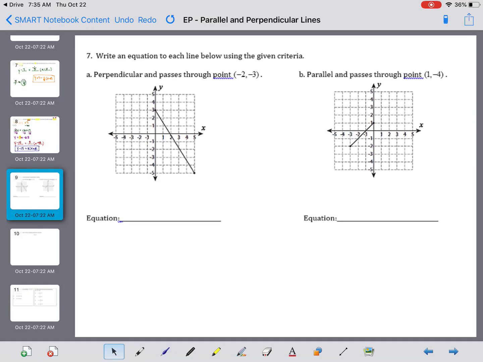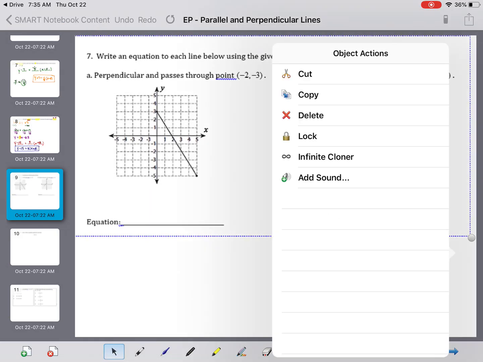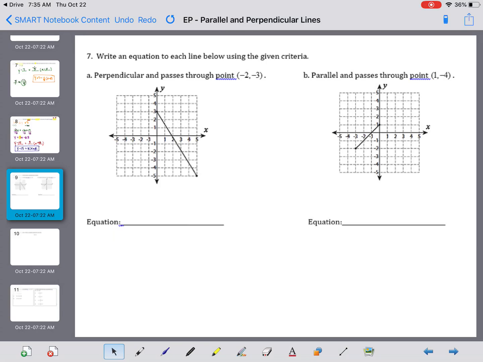If we take a look at 7, we're going to write an equation of a line using the given criteria. So we take a look at A. We want to write an equation of a line that's perpendicular to the line below and passes through this point. Again, in order to write the equation, we have to know the slope of the original line. Well, to find that, we have to do rise over run. When it's graphed for us, we're going to use rise over run to find the slope.